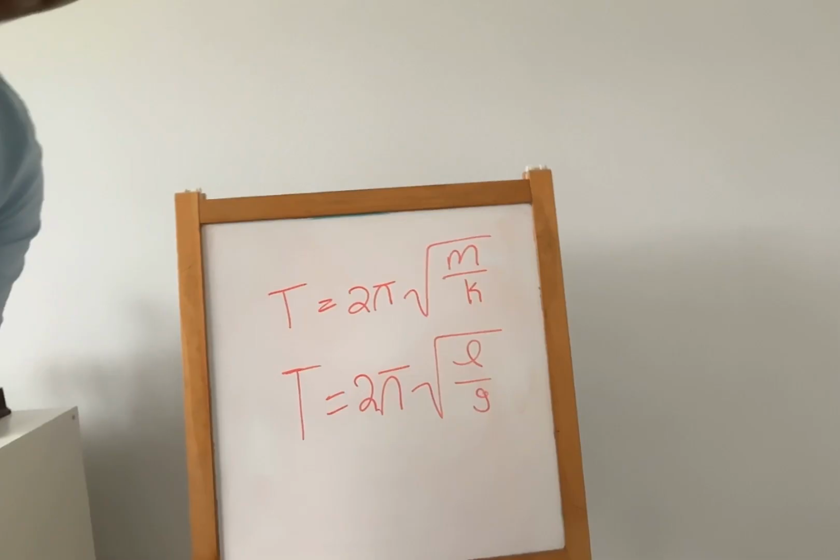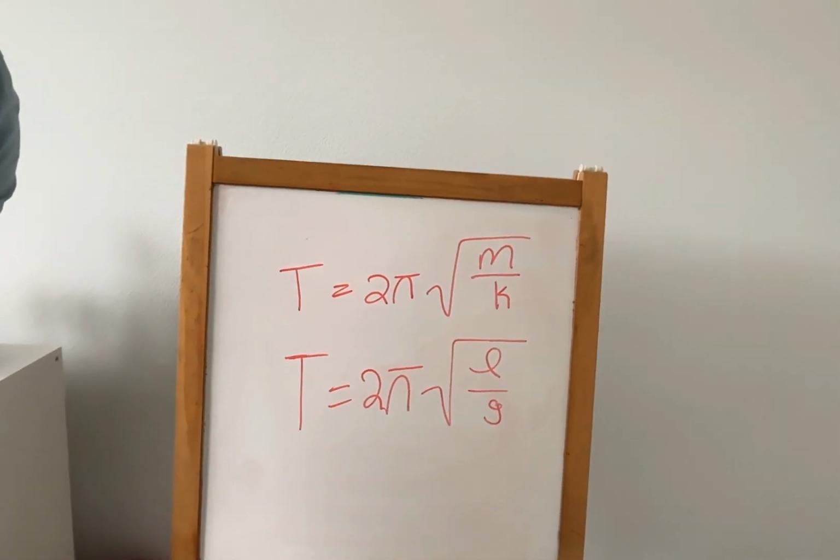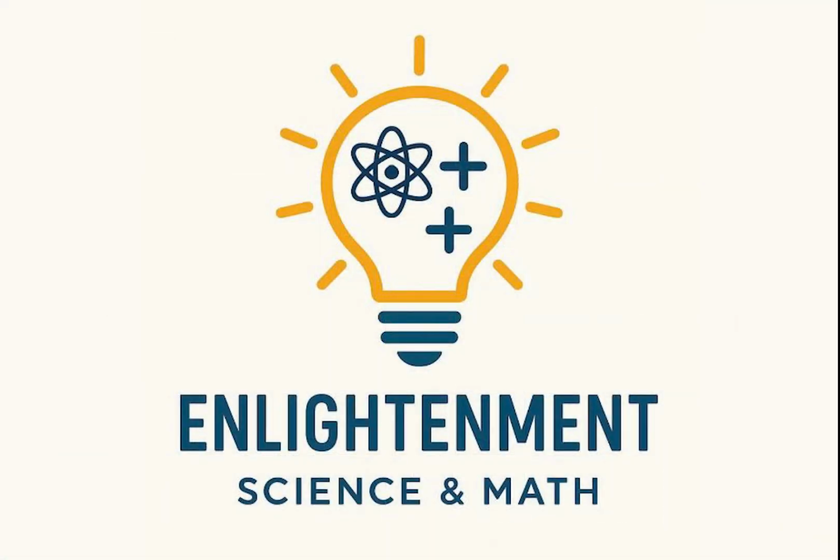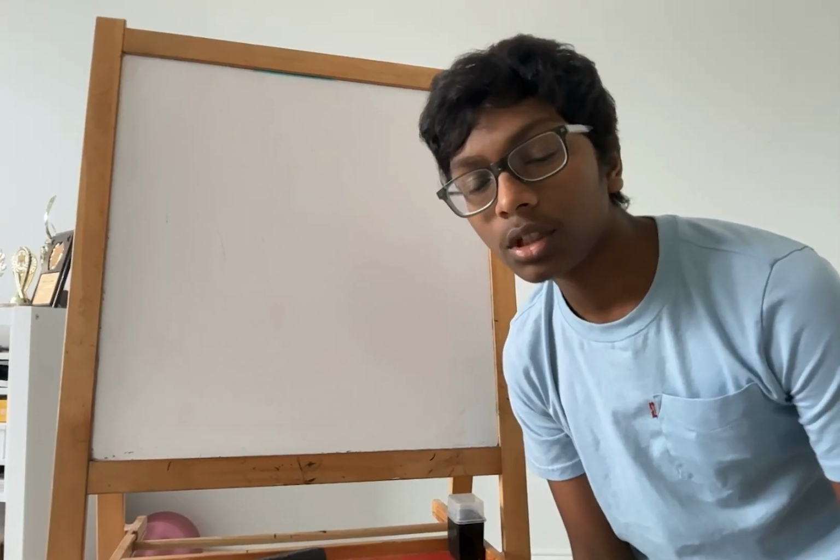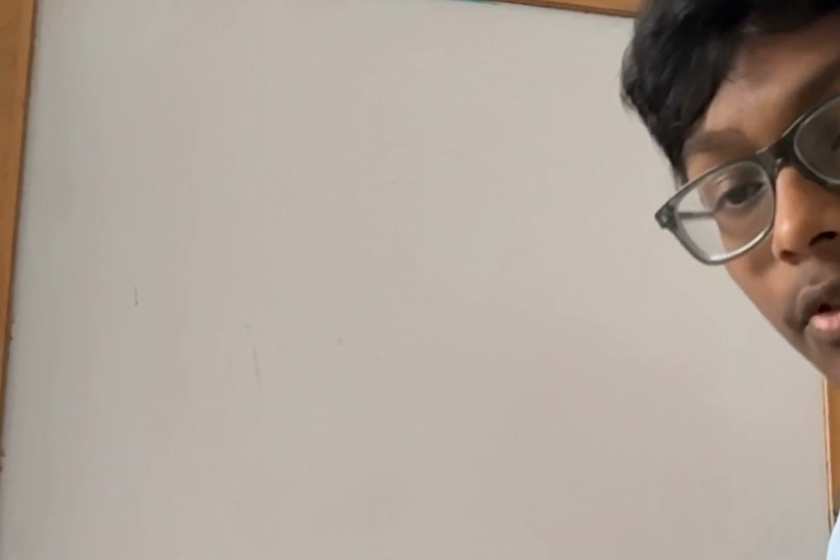So in simple harmonic motion, there are two main equations that you'll learn. Both of them are used to calculate the period. And there's different elements to these equations, and I'm going to break down how to derive both of them bit by bit.